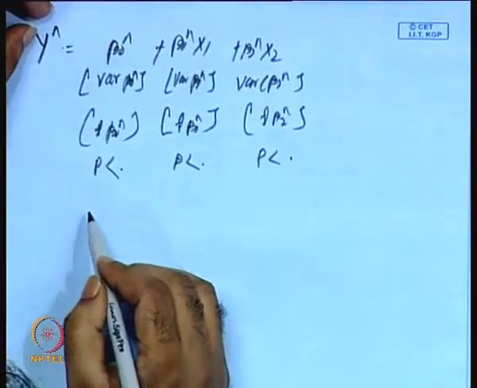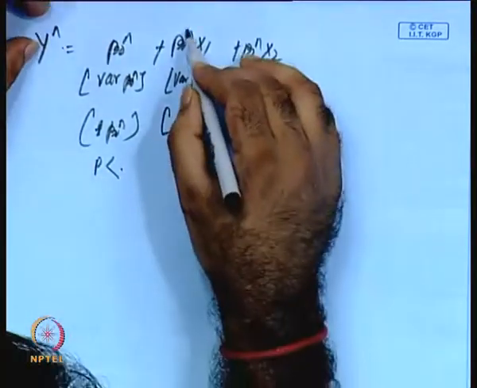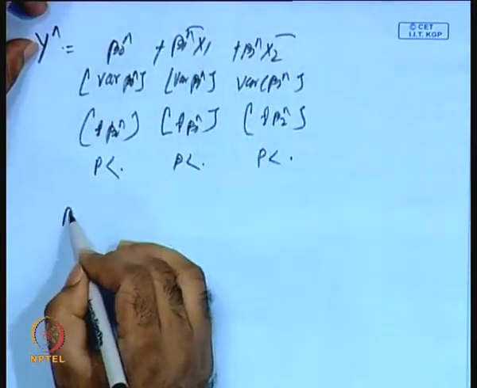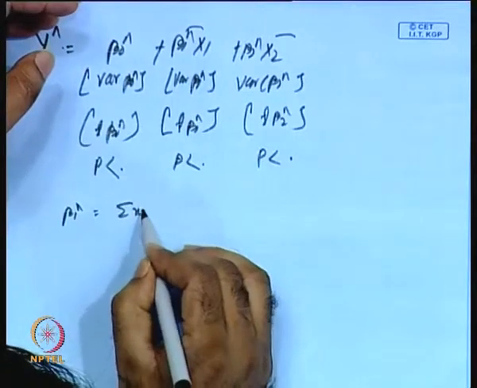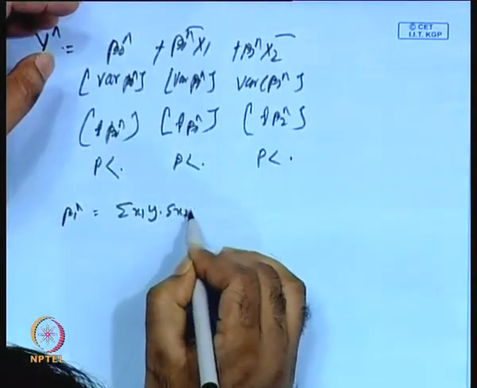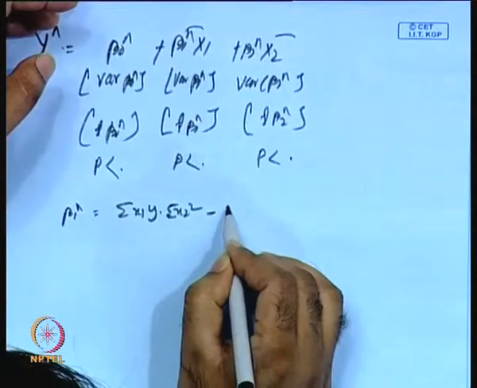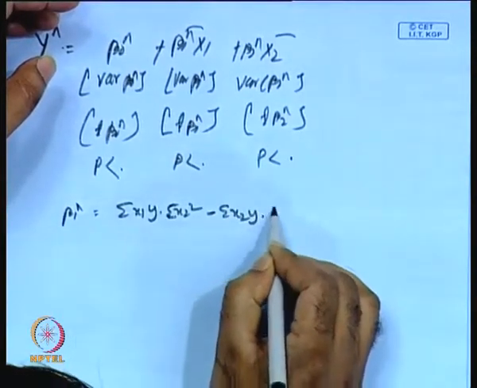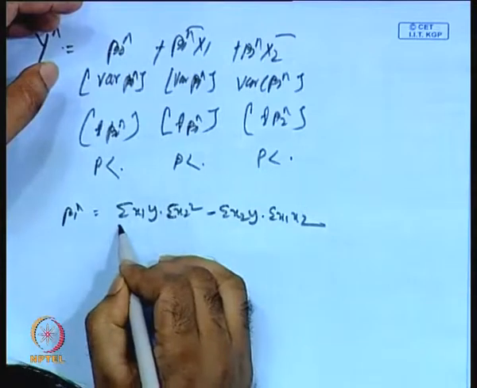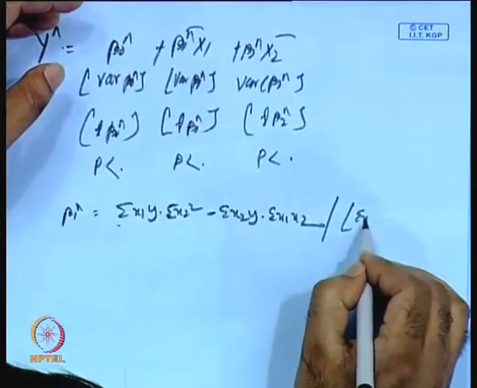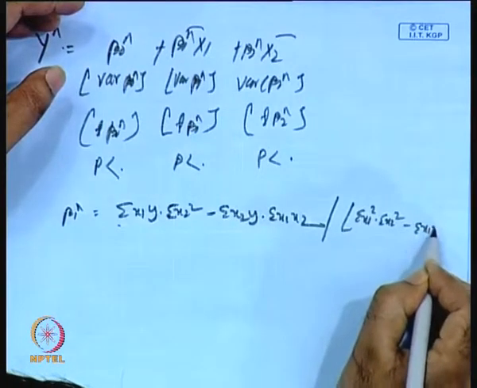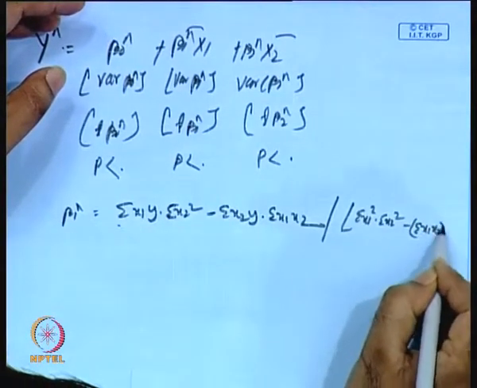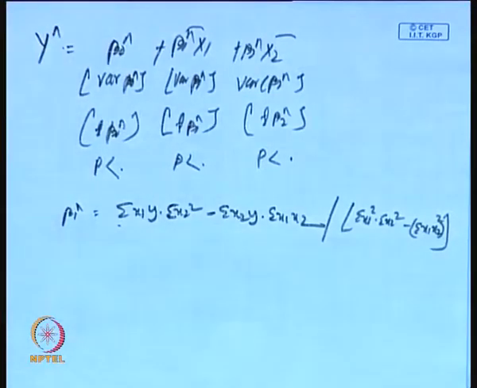Now, what is y head here? We first need to calculate beta 1 head and beta 2 head. So, beta 1 head is equal to summation x 1 y into summation x 2 squares, minus summation x 2 y into summation x 1 x 2, divided by summation x 1 squares into summation x 2 squares minus summation x 1 x 2 whole squared. This is how the entire structure of beta 1 head looks.